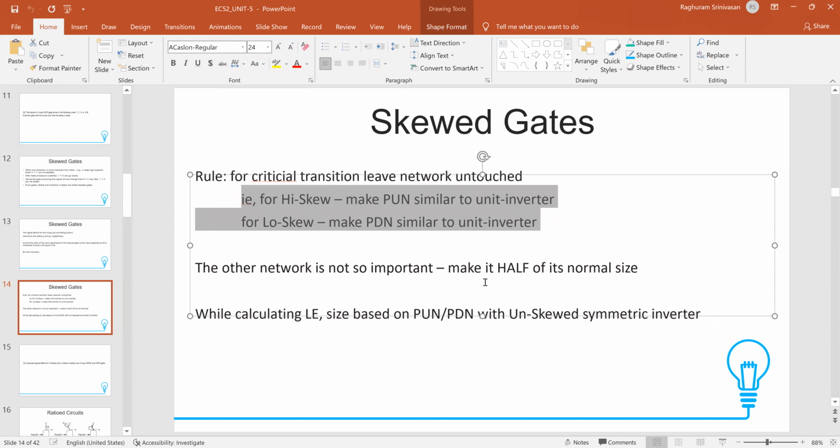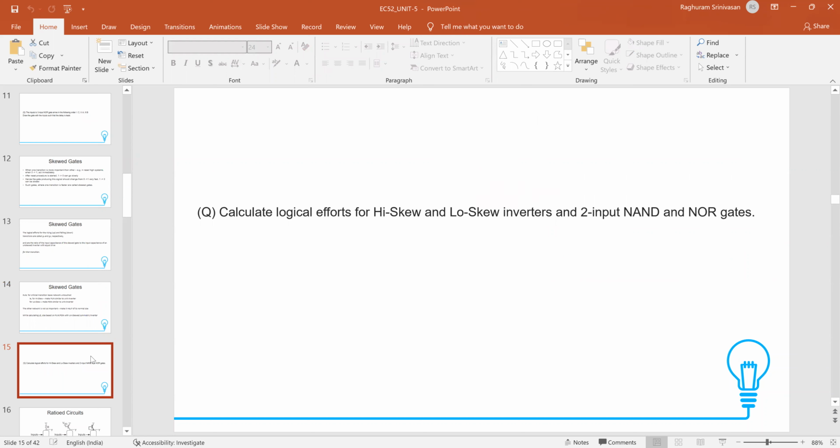leave that particular network untouched, meaning don't change any of the sizes. Whatever you were putting before, you put the same sizes. Don't change that at all. The other network is there, right? Which is the other network, the pull down network if the pull up network is critical, or the other way around, you make it half the required size. So this will be very simple if we do it with some examples.